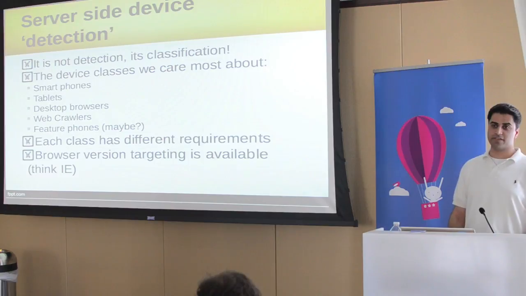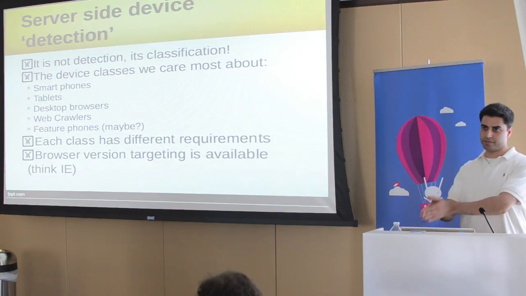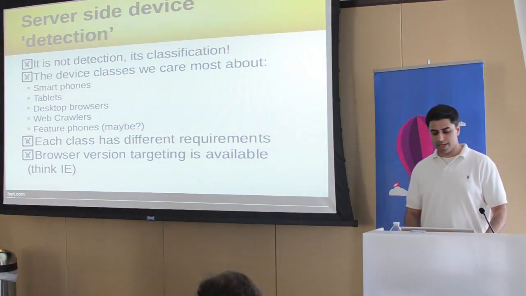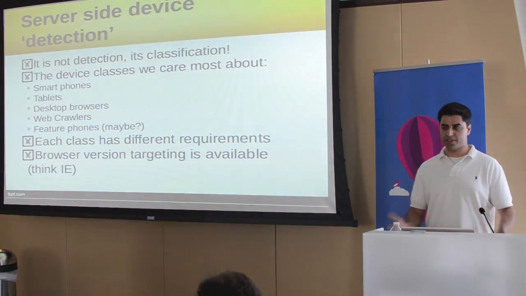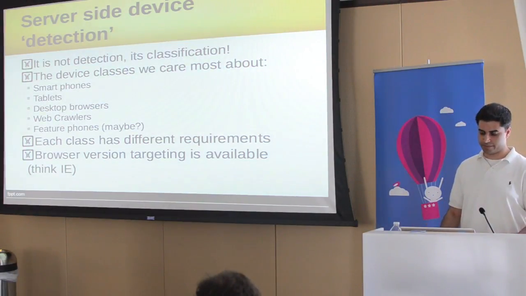So we can take that desktop browser class, and we can even break it up. We can even say IE users, Chrome users, Firefox users. And there's a reason, which I'll explain later, for what this buys us, because this does buy us. By doing this classification, we do get a lot of benefits.